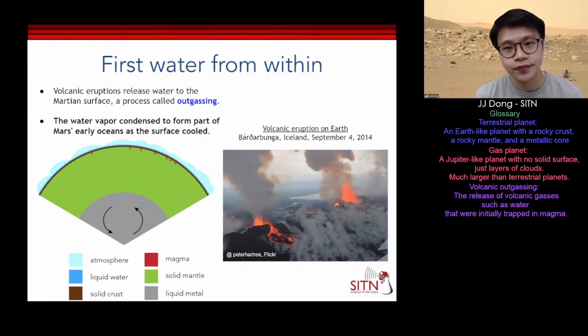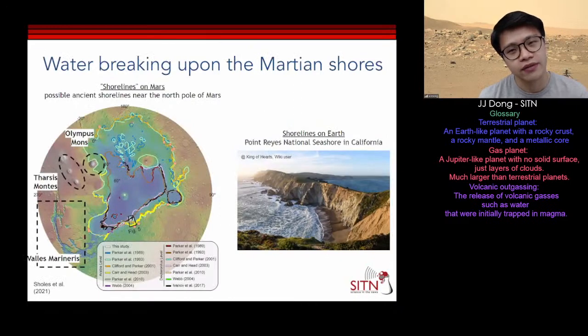Next slide, please. So as we alluded to earlier, if Mars had much more water in the past, most of the water would have stayed in the northern hemisphere because the elevation is lower. The boundaries of the northern hemisphere look somewhat like the shorelines on Earth. And we have a photo of Pacific shorelines in California in this slide on the right. The water was somehow once breaking upon the Martian shores in the distant past as well.